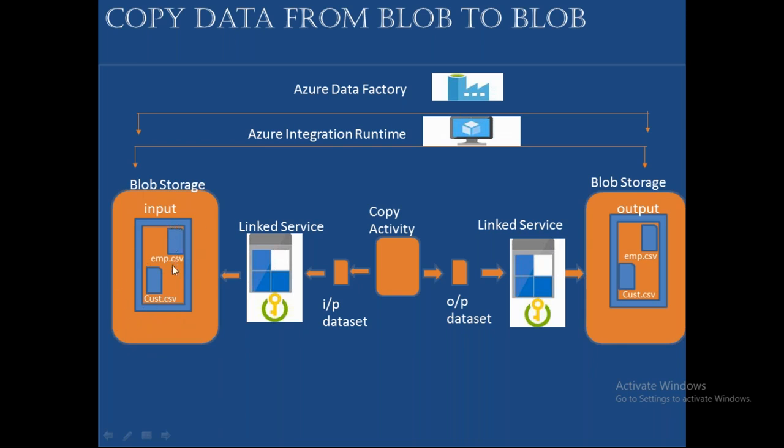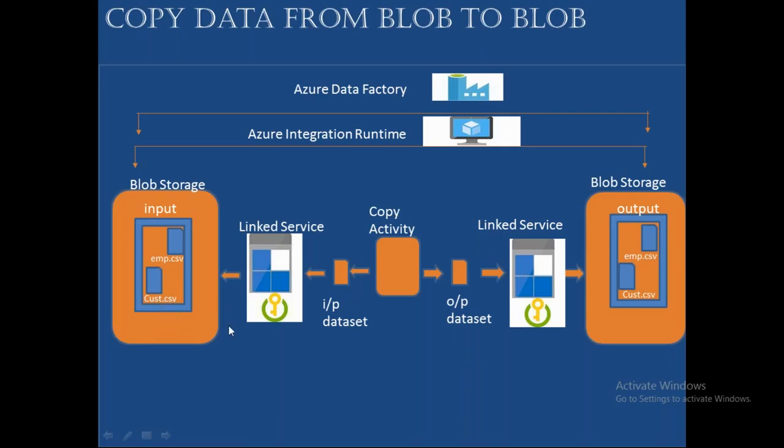So what I'm going to do, I will take all the files and load them into the output container. Next scenario is we have emp.json. This is a JSON file, this is a CSV file. As per my requirement, I need to extract only the JSON file, emp.json. Only this file I need to load into the output container. I don't want to touch cust.csv. I don't want to move this cust.csv file. That is our second scenario.